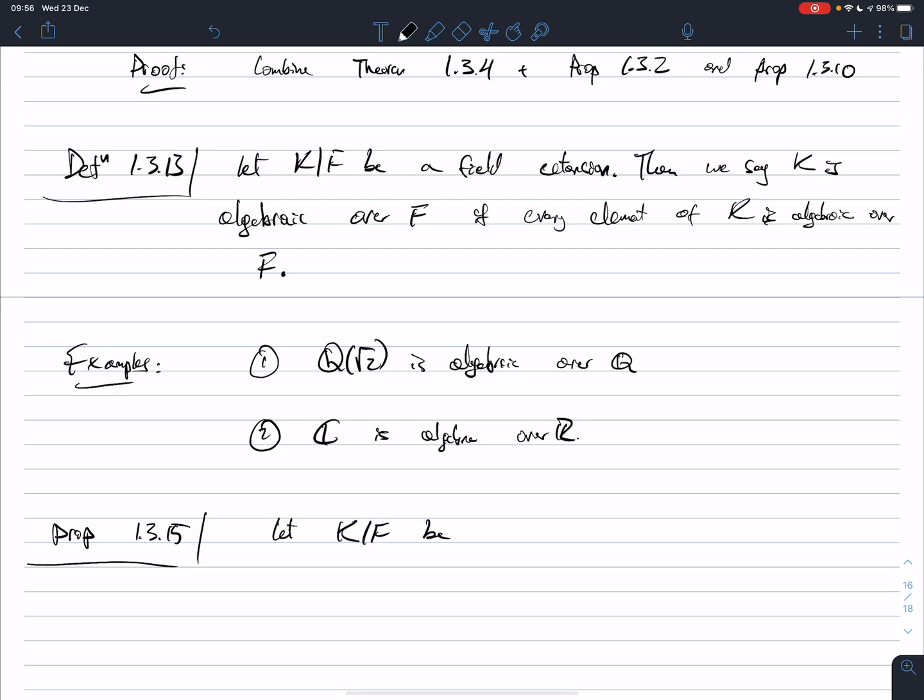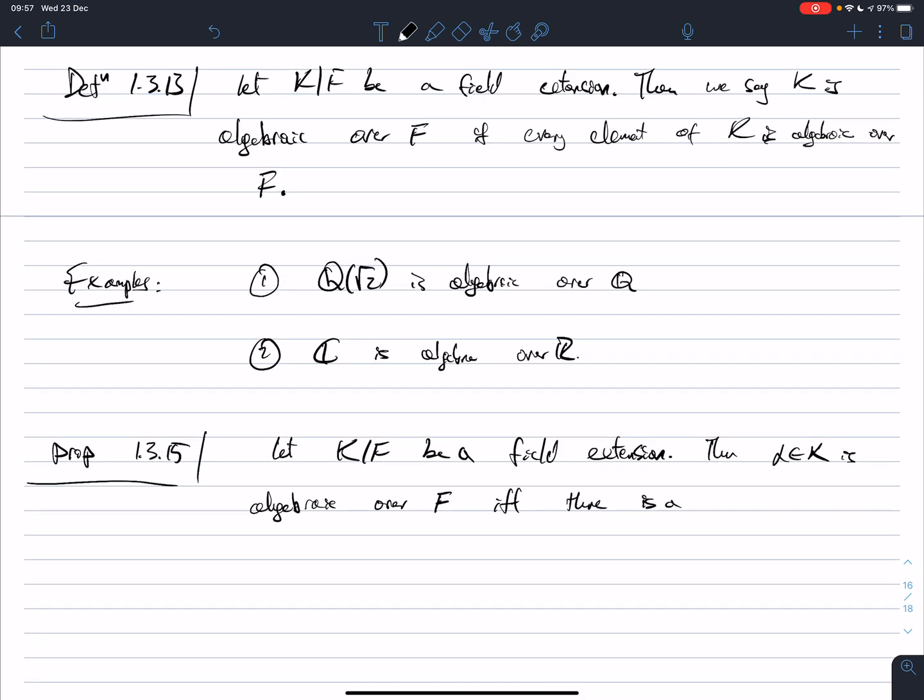Let K over F be a field extension, then alpha in K is algebraic over F if and only if, let me just remind, when I write iff with two F's, this means if and only if, there is a finite extension, the key word here is finite extension, of F inside K containing alpha.